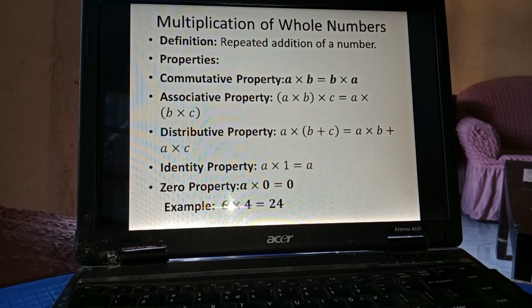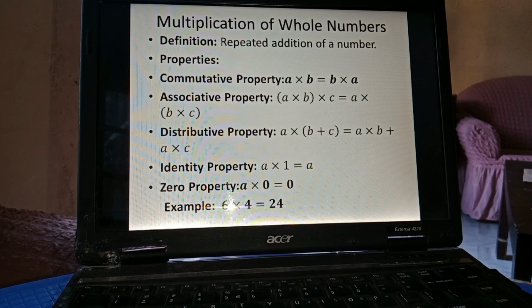Distributive property. This is where you have a number outside and two numbers inside the brackets, separated by a plus sign. You distribute this number A to each of the numbers inside the bracket. So A times (B plus C) is the same as A times B, plus A times C. You get the answer. All right?